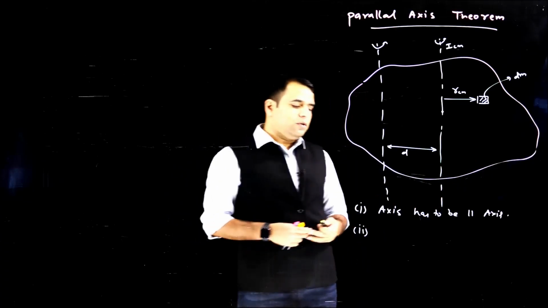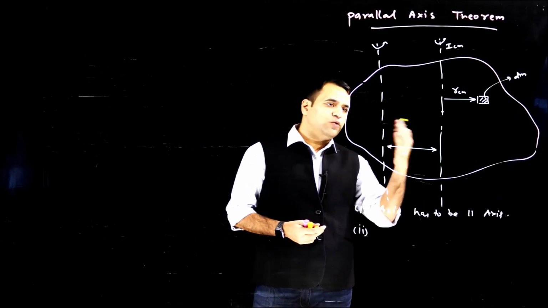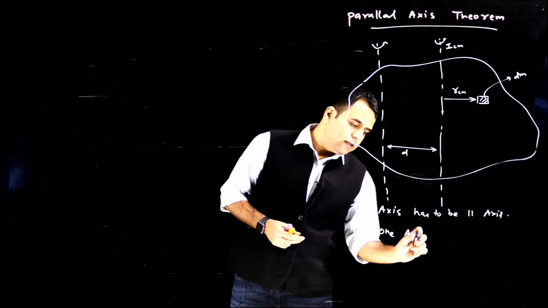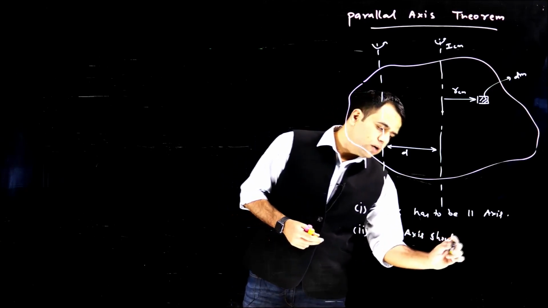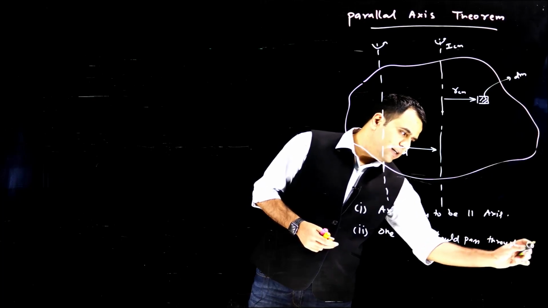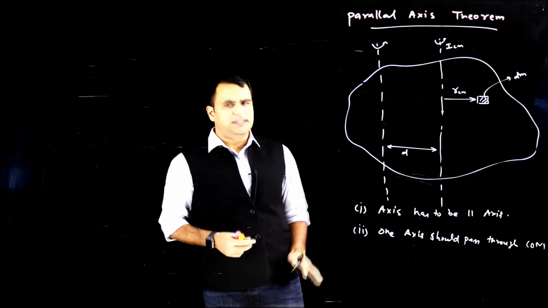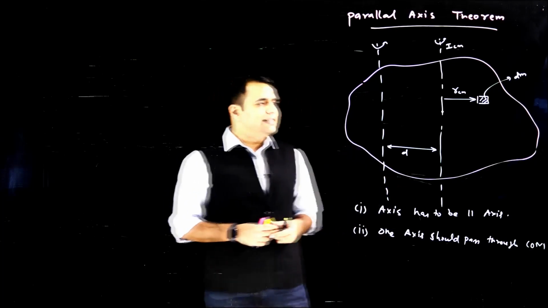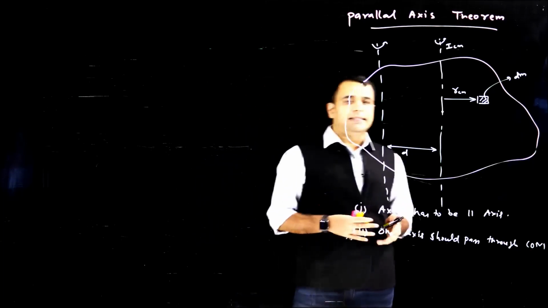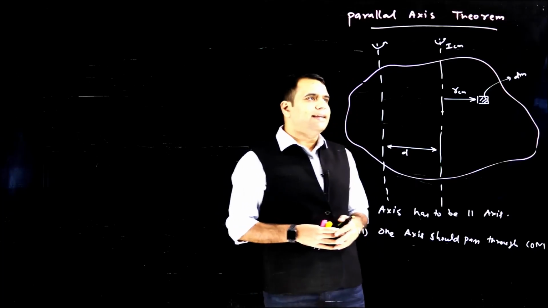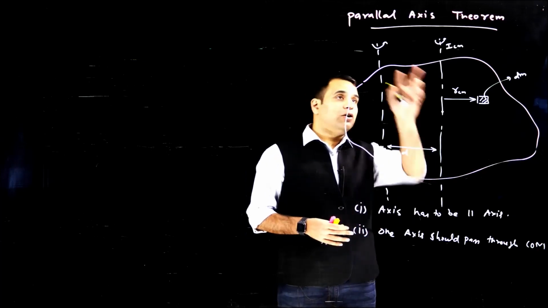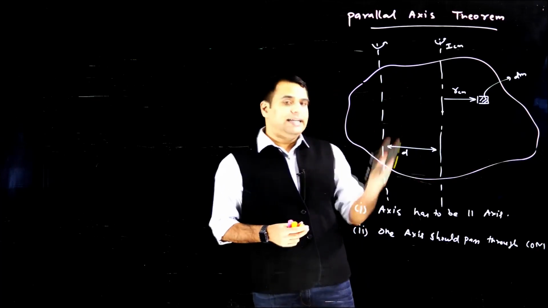So the first condition is the axes have to be parallel. The axes which we are taking here have to be parallel. And second is one axis should pass through the center of mass. These are two conditions. Other than these two conditions, there is no third condition. Okay. So if I'm having any body and there are two axes, one of which is passing through the center of mass, in that case we can make the relationship between the moment of inertia of this body about these two axes. Okay. So let's see how to make it.